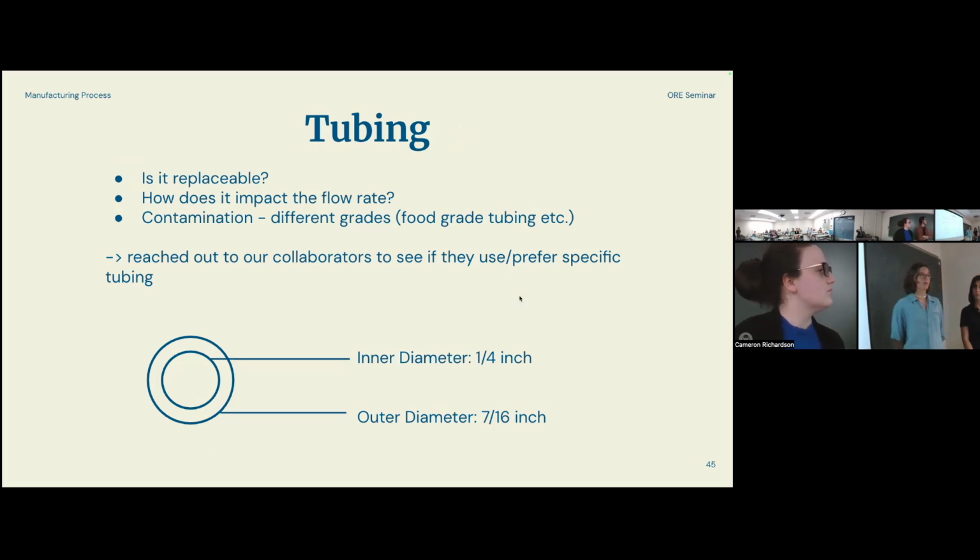And so for our tubing, we're kind of wondering, is it replaceable? We figured that out. Yes, we can replace it. We get into that. How does it impact the flow rate? And also, contamination hazards. So we reached out to our collaborators and asked them if they had used specific tubing before, if they prefer some type of tubing, is there some standard that they apply to?